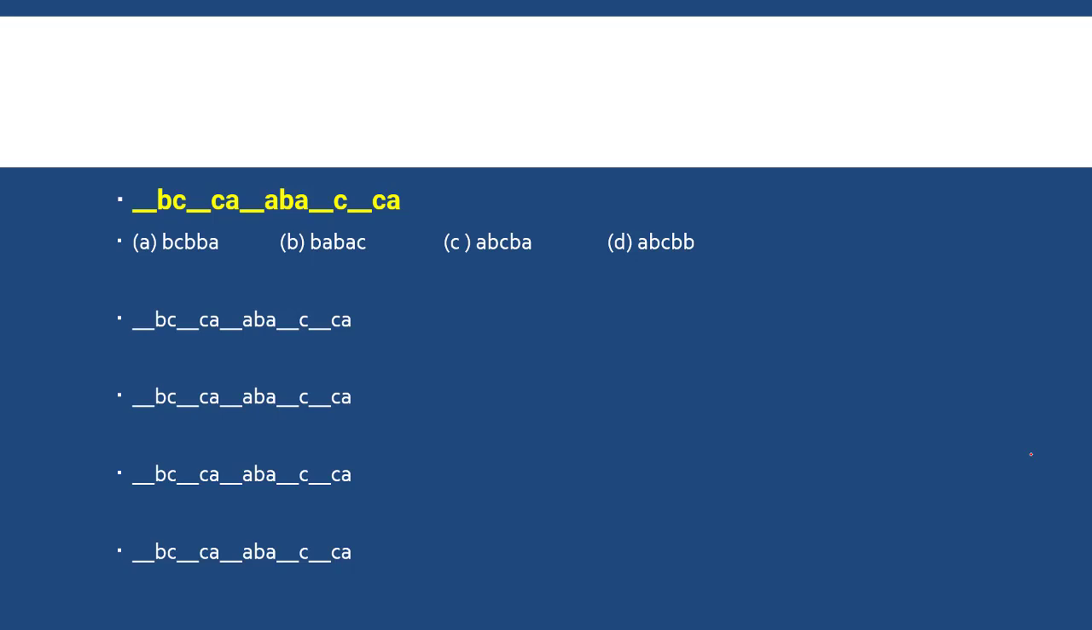So let's have a look at one more example here. As we can see, there are 3 alphabets that are being used here, A, B, C, and the series goes like dash BC dash CA dash ABA dash C dash CA. Evaluating the first option, that means putting in the alphabets given in the first option in the respective blanks. When I do that, I see that what I'm getting here is something like this.